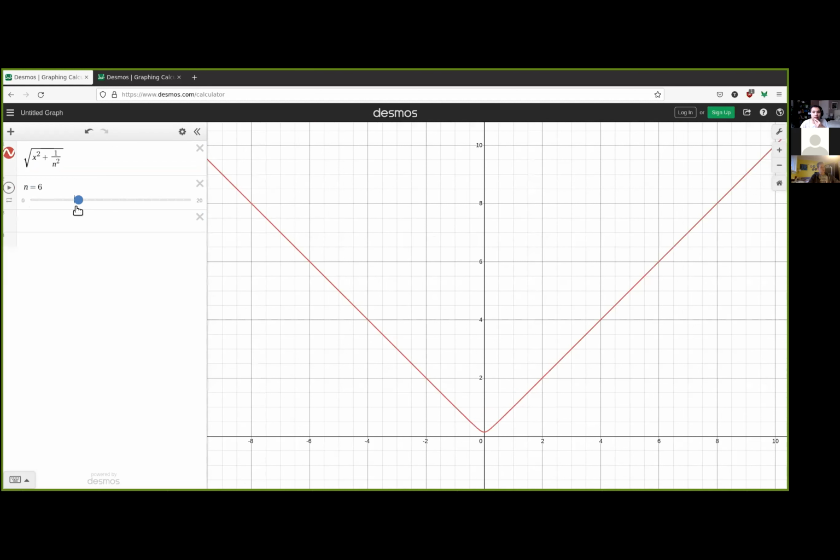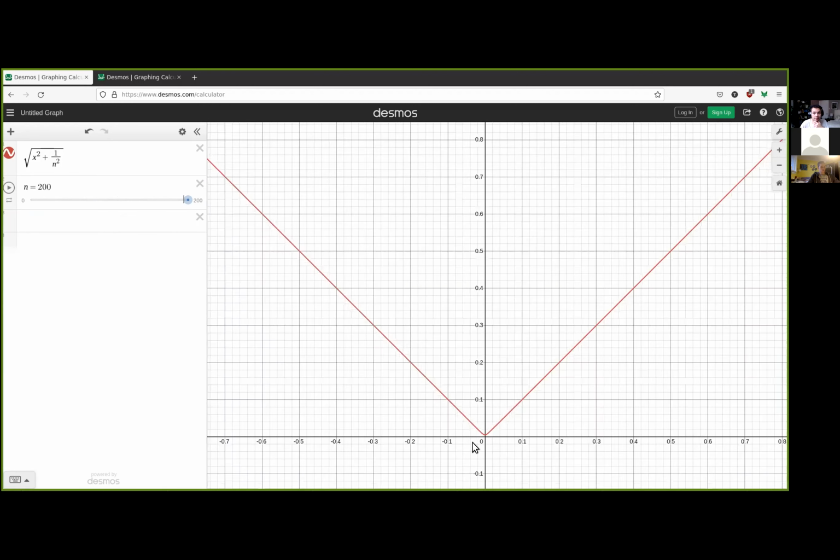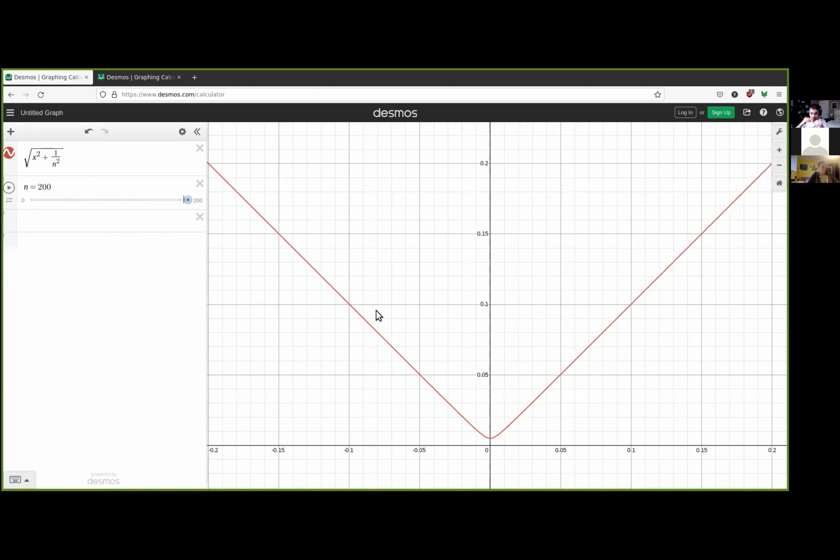Hopefully everyone can see that. You can see this thing is smooth, right? It doesn't have any cusps in it. There's nothing crazy there. But as I let n get really, really big, maybe even bigger, let's go to like 200, that point is starting to become a cusp, and it is going to become the absolute value function. So even though here n is equal to 200 this function is technically smooth, if we zoomed in enough. But as we let n get even bigger, that's going to become an actual point.